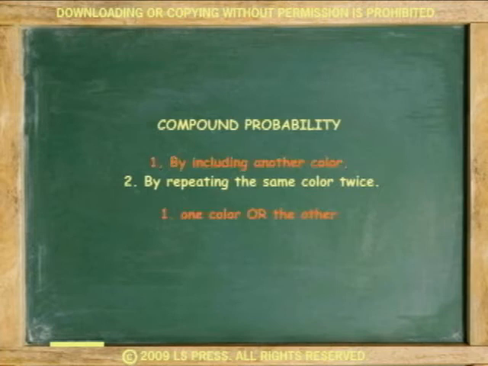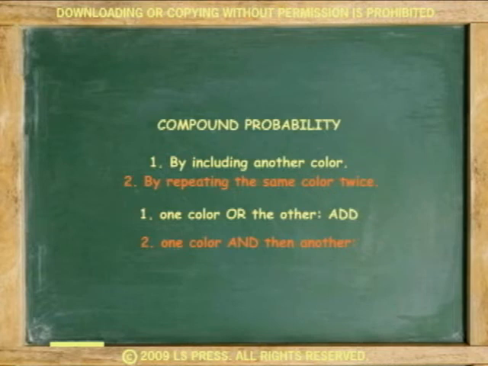The number 1 situation is a case of either one color or the other. Because it is an increase, add. The number 2 is a case of one color and then another. Because it decreases, multiply.